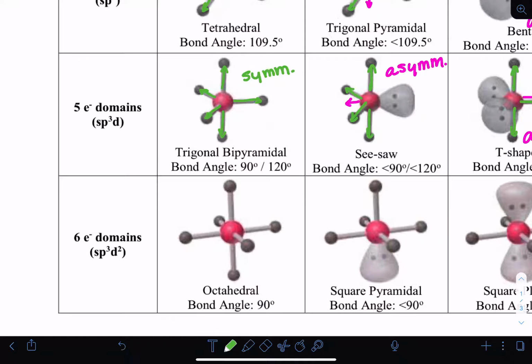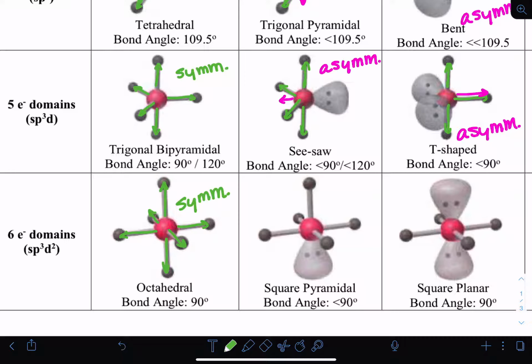And then in our last row, we have for octahedral, bonds pointing up and down will cancel each other out. Left and right will cancel each other out. Front and back will cancel each other out. So that one is symmetrical, is nicely balanced.